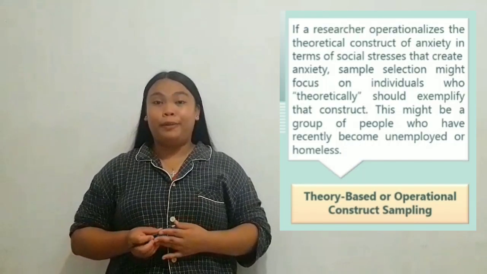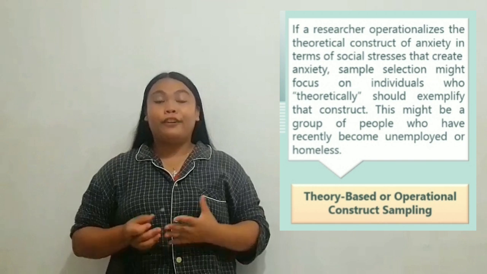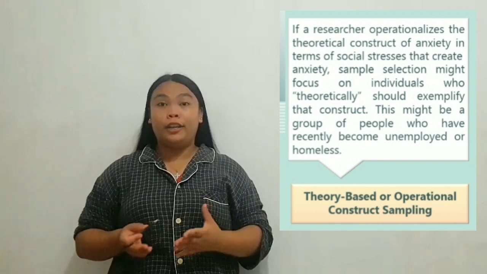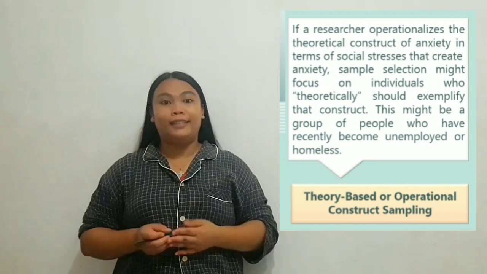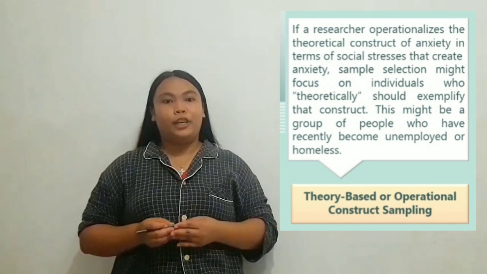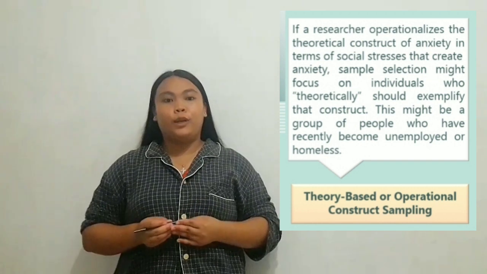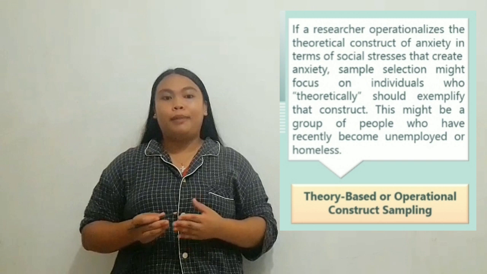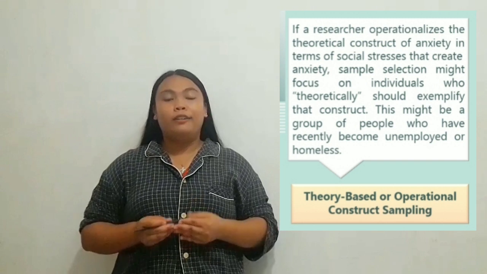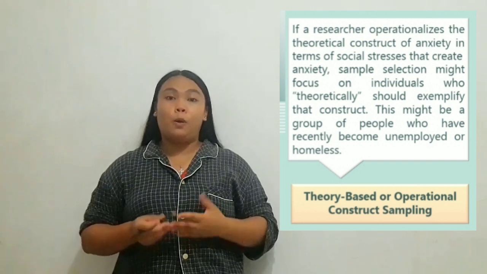After criterion sampling, we also have theory-based or operational construct sampling. If a researcher operationalizes the theoretical construct of anxiety in terms of social stress that creates anxiety, sample selection might focus on individuals who theoretically should exemplify that construct. This might be a group of people who have recently become unemployed or homeless.